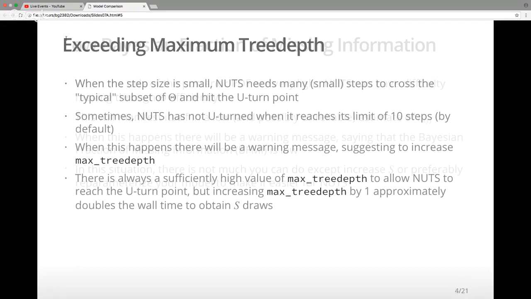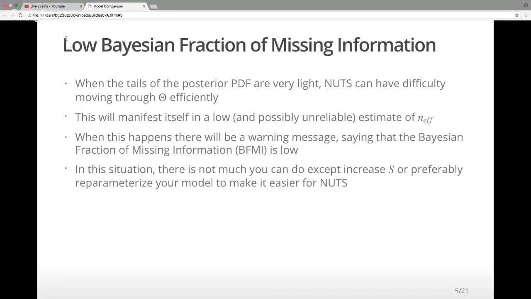No? Okay, the next warning that you might see is about the low Bayesian fraction of missing information. And this can happen when the tails of the posterior PDF are very light. So when the tails are heavy, you tend to have divergent transitions unless your adapt delta is high enough. When the tails are lighter than a normal distribution, again, that can be problematic, and not only for no U-turn sampling, but for Metropolis-Hastings and everything else. It cannot get the tails of the posterior distribution right.